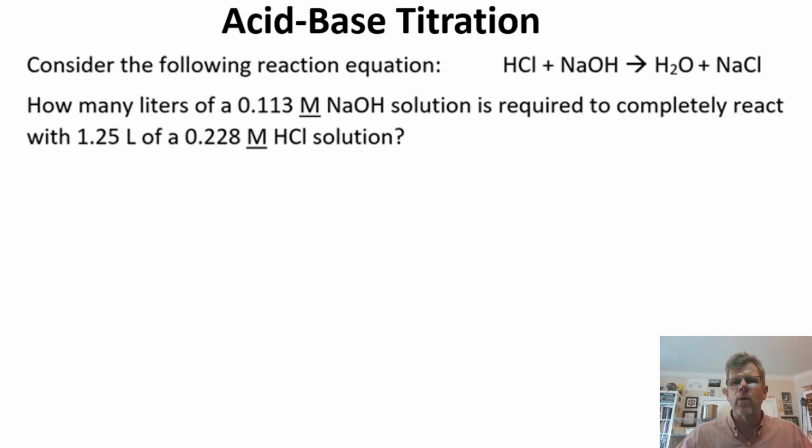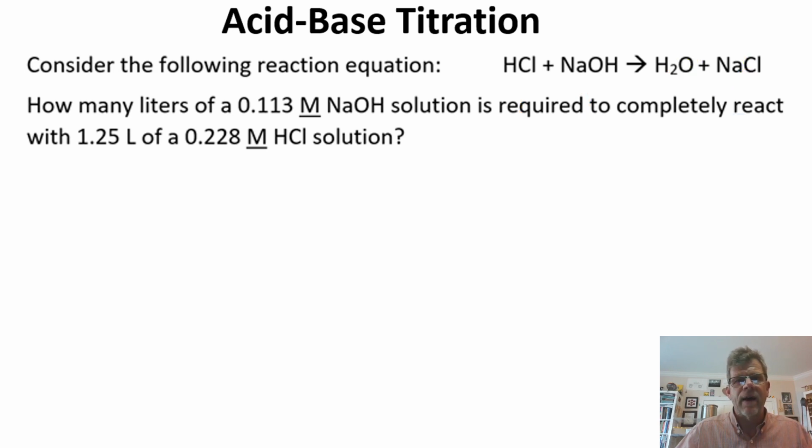Consider the following reaction equation, exactly as we had on the previous slide. HCl plus NaOH goes to H2O plus NaCl. Question: how many liters of a 0.113 molar NaOH solution is required to completely react with 1.25 liters of a 0.228 molar HCl solution? We're only dealing with the reactant profile. Again, it doesn't have to be, but that is the case here. So our entire product profile we can just say goodbye to, because that helps us simplify the problem, and indeed we're not doing anything with H2O and NaCl, so it makes it a little bit easier.